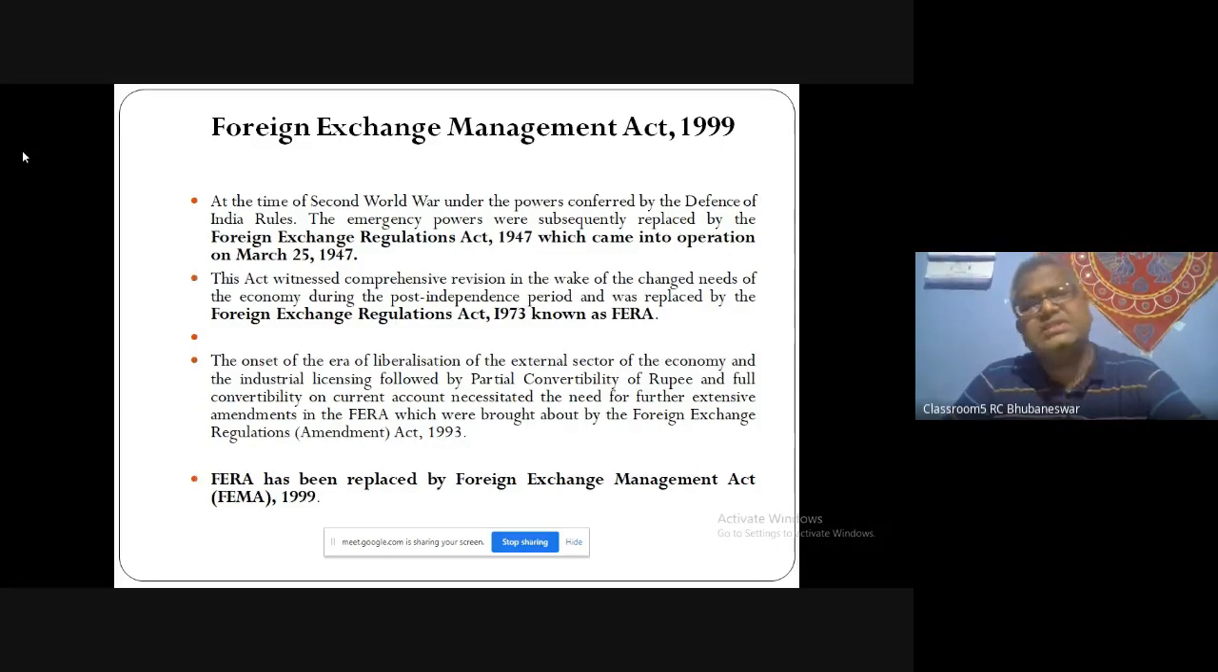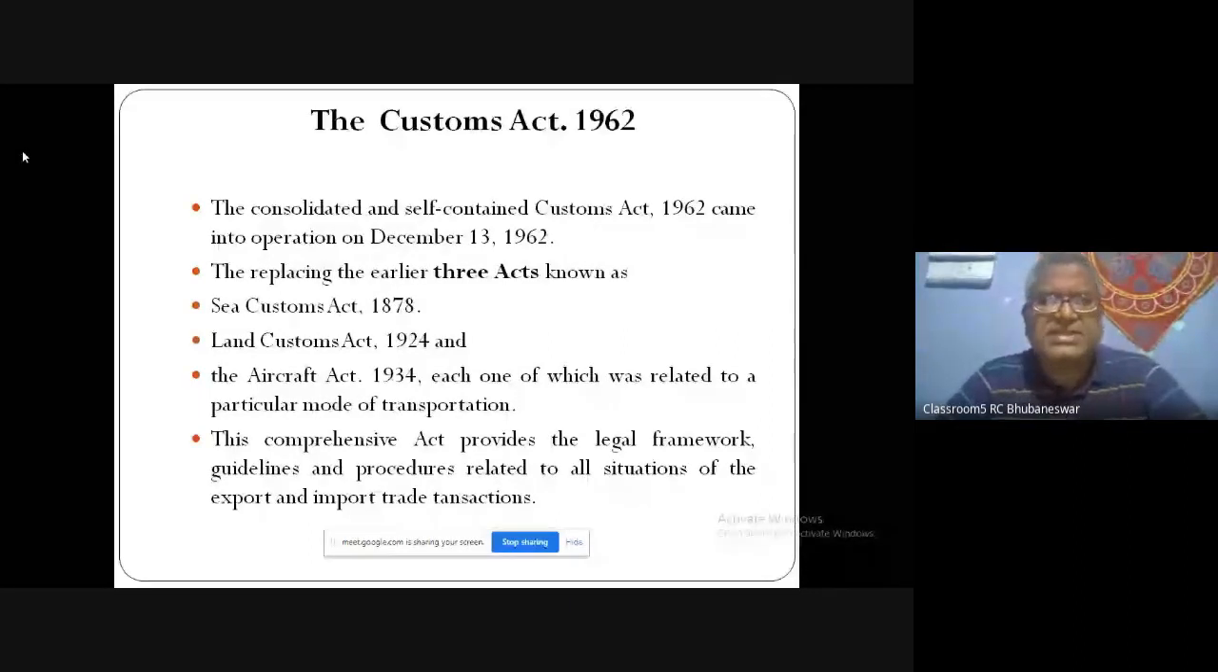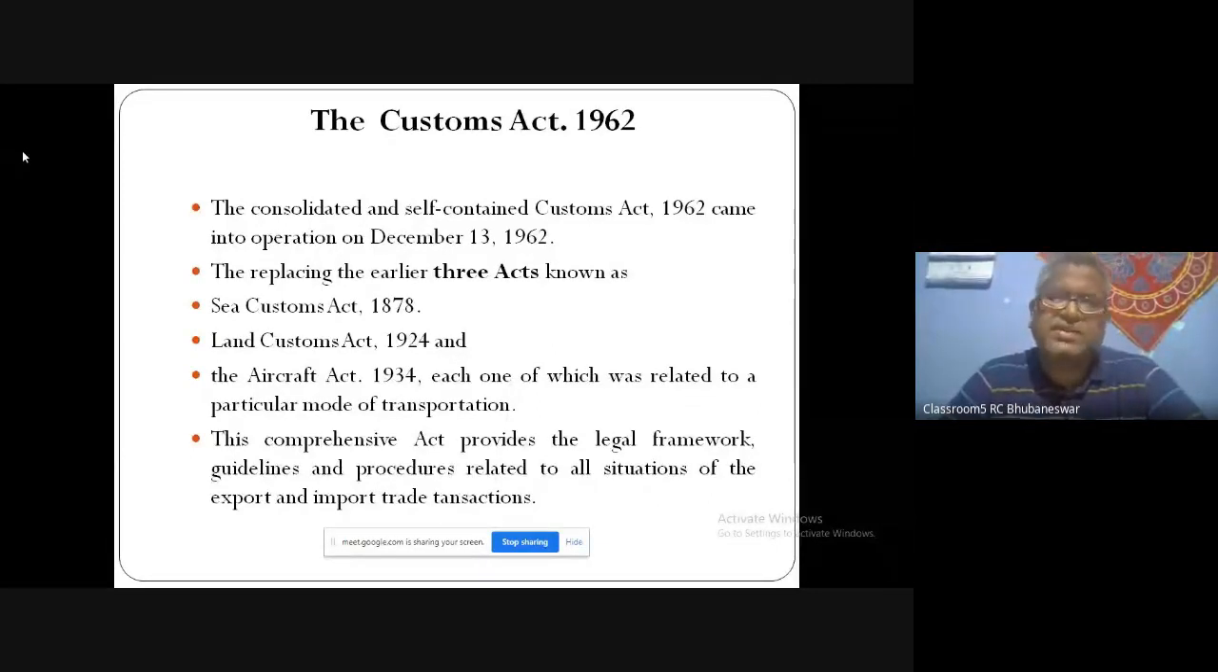My dear student, this is the way through which the internationalization of business, trade and commerce will grow. Afterwards, another act is there, the Customs Act. I have already stated that it came into operation on December 13, 1962. Three acts were abolished and dissolved into one act, called the Customs Act. Nowadays, you may say it falls under the indirect tax scenario.